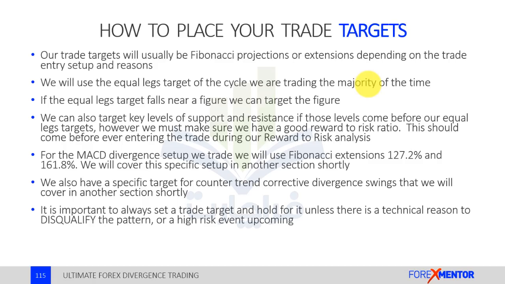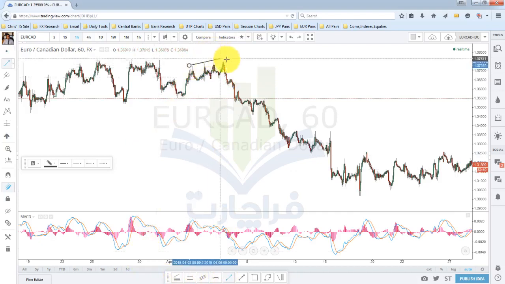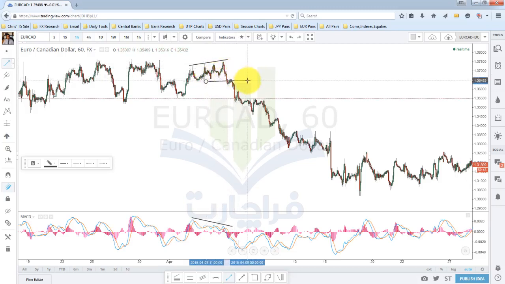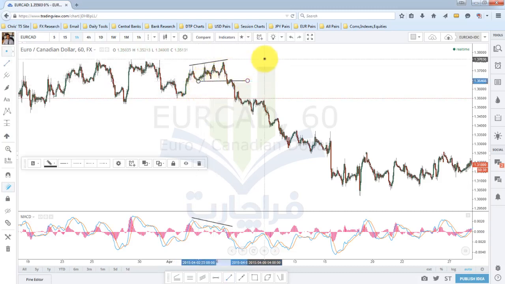Okay, so let's go ahead and take a look at how we're going to set our trade targets. All right, so this is the EuroCAD, and here's an example of a divergence setup right here. Okay, now you see we had a divergence on this degree right here with price moving higher, MACD cycling lower. We came through and qualified this right here when we took out this particular low.